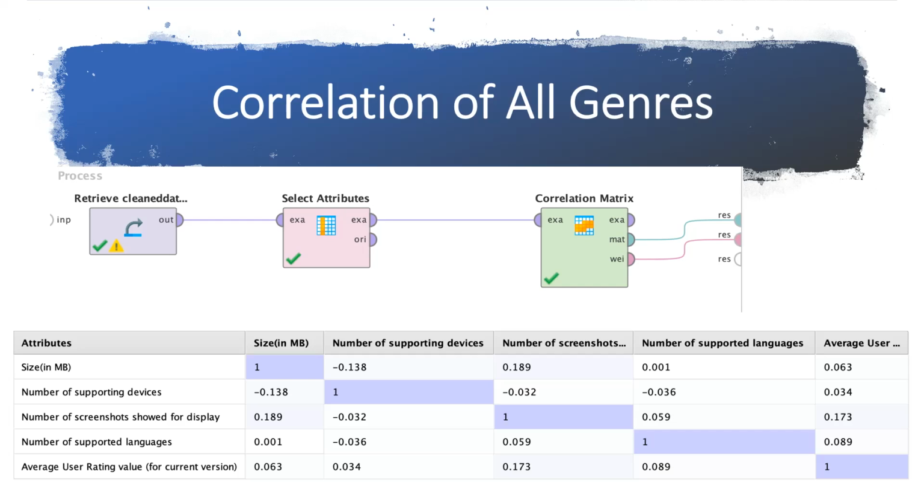Negative correlation means higher values of one variable tend to be associated with lower values of the other. The correlation between the number of supporting devices and the number of screenshots showed for display, which is negative 0.032, and the correlation between the number of supporting devices and the number of supported languages, which is negative 0.036. Higher number of supporting devices tend to be associated with lower number of supported languages and lower number of screenshots showed for display.